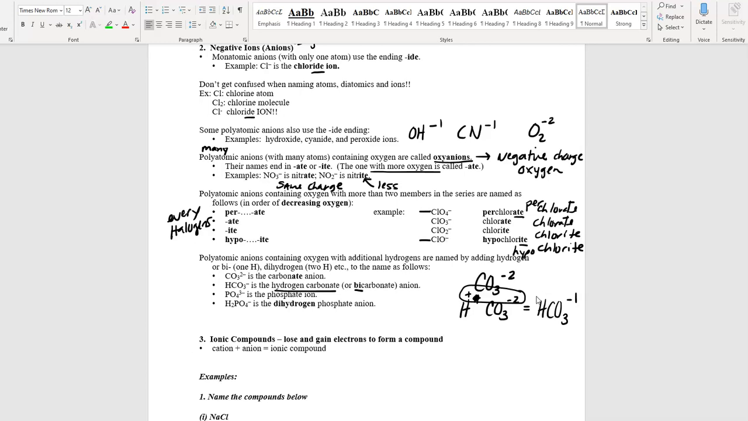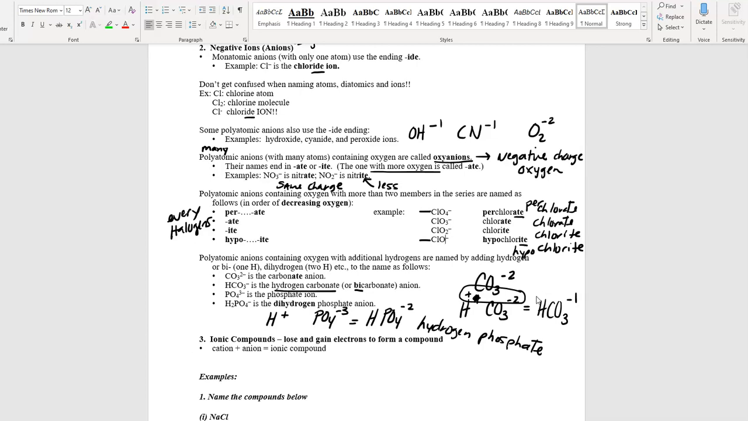Same thing for phosphate. If I take 1 hydrogen and put it with PO4, -3 is phosphate. If I add those two together, not crisscross, then I get 1 hydrogen, PO4, but now it becomes -2. So the name is called hydrogen phosphate. And you can even call it biphosphate.